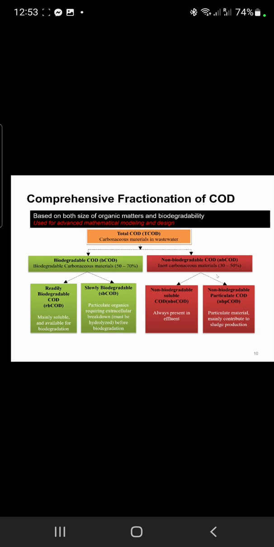So this slide, I'll probably let you go through on your own. I don't have too much on it. I think the COD fractionation is not too relevant in solid waste. It's more for wastewater, so don't get tripped up on it.